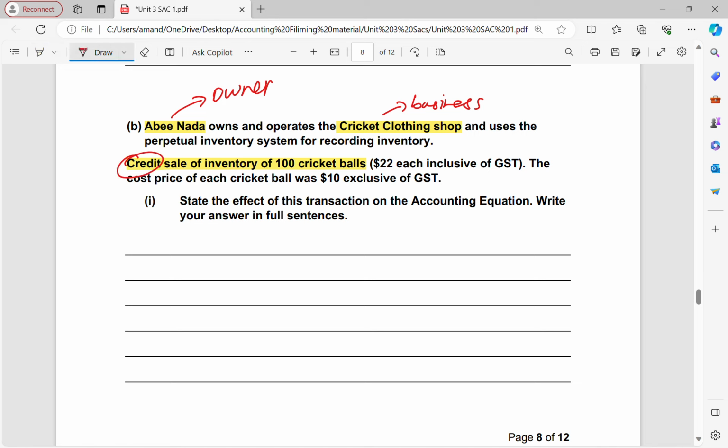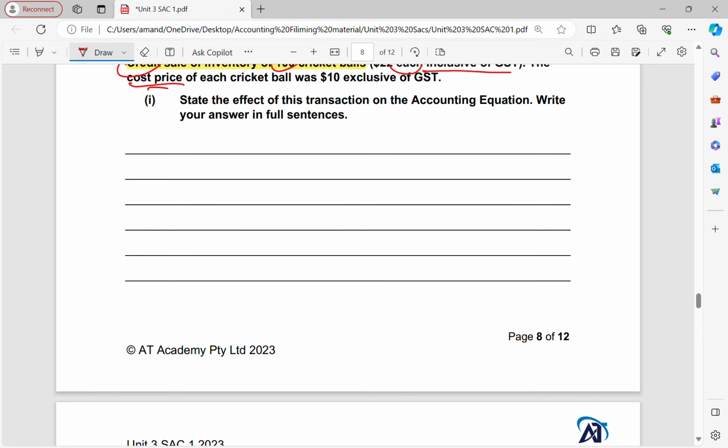Alright, important to catch credit there. 100 each and inclusive of GST. Those are the keywords, and all of them can cause you to make mistakes. Cost price of each cricket ball was $10 exclusive of GST. State the effect of the transaction on the accounting equation.